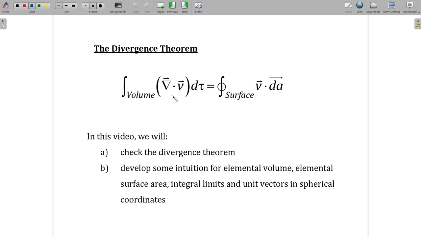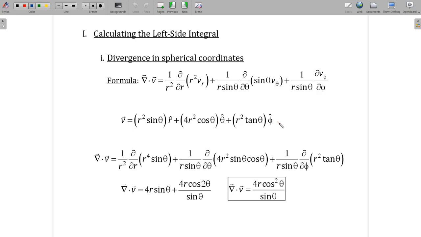So in this video we'll check this divergence theorem. We'll verify that if we calculate the left side integral and the right hand side integral separately, they come out to the same value. While we are at it, we will also look at some basics of the spherical coordinate system, how to think about the volume integral, the surface integral, how to think about the unit vectors, and so on. Here we are going to calculate the left hand side integral first, and for that we need the divergence in the spherical coordinates.